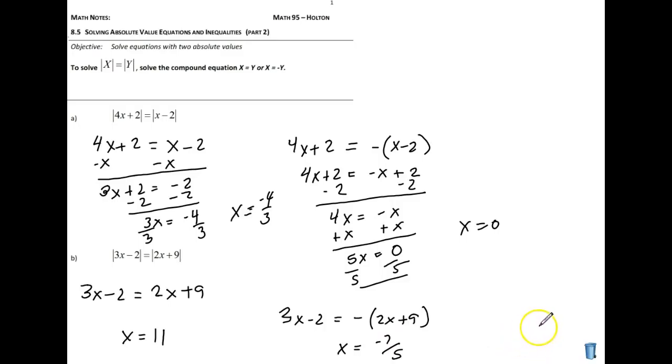Okay? So that's how we deal when we have absolute values on both sides of the equation. We're still looking for two possible answers, and one, you set it equal to each other, and then you set the first one equal to the opposite of the second one. And oftentimes that's going to involve carrying that negative through to both parts of the expression there.